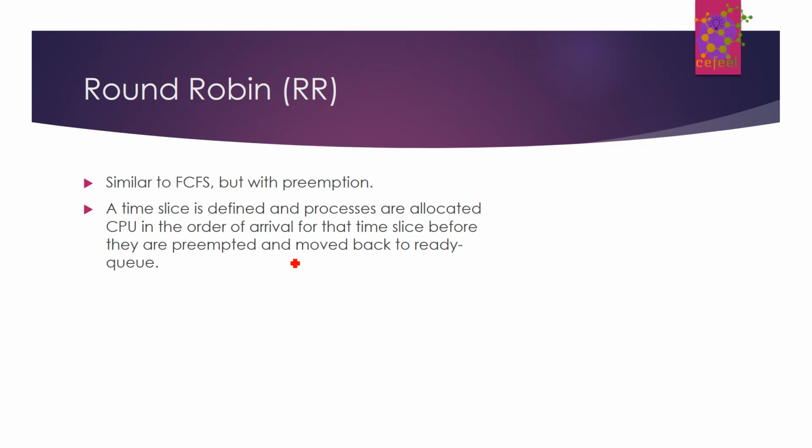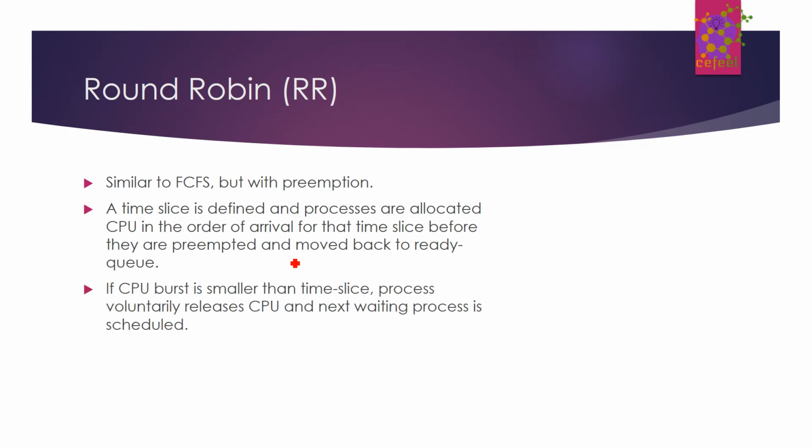And so there are two cases when the CPU can be removed. Either the process completes its execution, or it goes to IO and releases the CPU by itself, or its time slice has expired and the dispatcher takes away the CPU from it and places the process back in the ready queue. This is when the CPU burst is longer than the time slice. If the CPU burst is less than the time slice, then the process will voluntarily release the CPU, as we discussed.